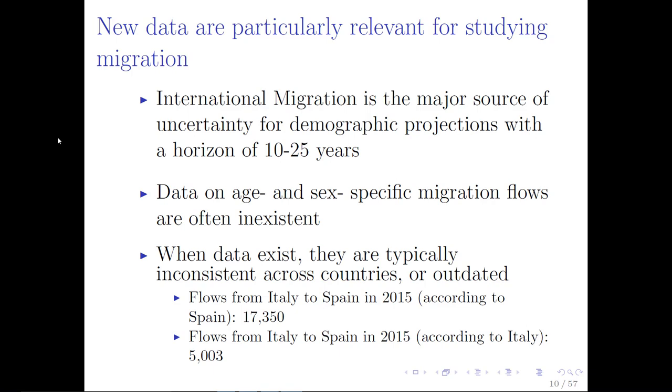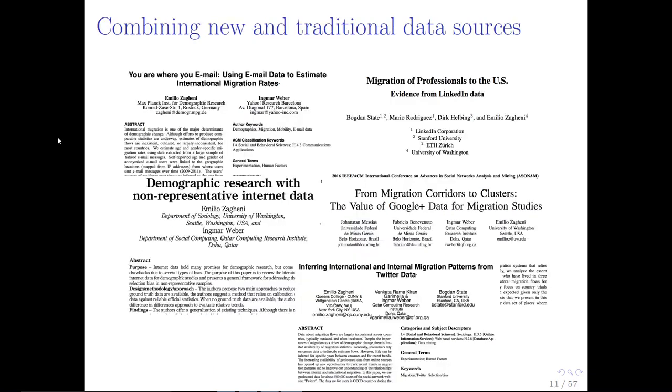And so a lot of my work in this area has been about combining various types of new and traditional data in order to get some new perspectives on migration. For instance, I've been using data like geolocated email data or professional histories from LinkedIn or migration histories from Google+, or geolocated Twitter data to evaluate trends.